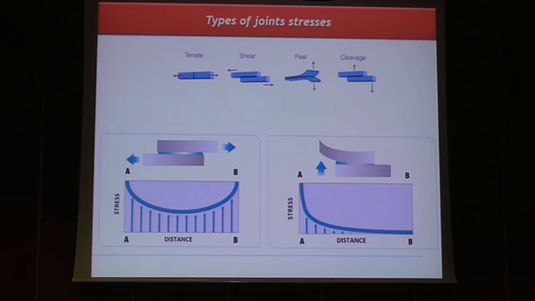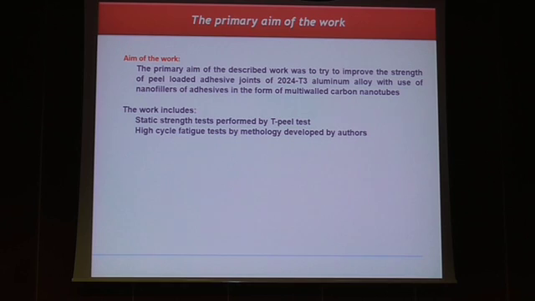It is commonly known that adhesive joints should be loaded with shear stresses. Distribution of shear stresses is favorable, and peel is very unfavorable because of the peak of normal stress. And so now I want to present you results of experiments on improving fatigue strength of adhesive joints subjected to peel by using multi-walled carbon nanotubes as fillers of epoxy resins.